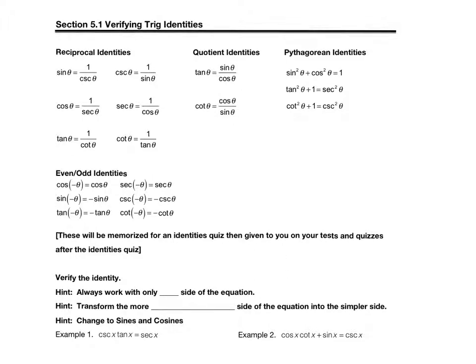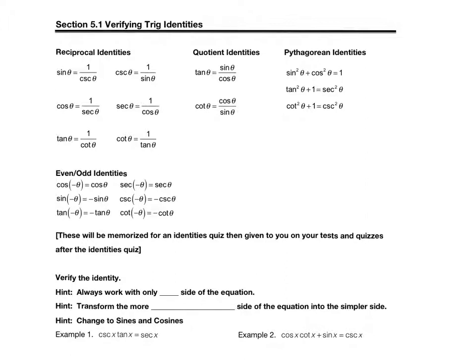In Chapter 5, we're going to be looking at trig identities. These are equations that are part of the identity of the trig functions, and we're going to use them throughout this chapter to solve problems, but we have to verify them, and that's what section 5.1 is. We're going to verify some equations that are true, and we're going to start off with just listing the identities.